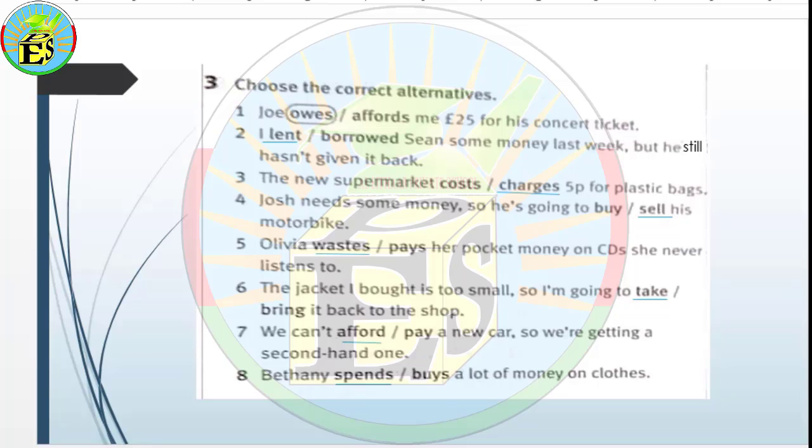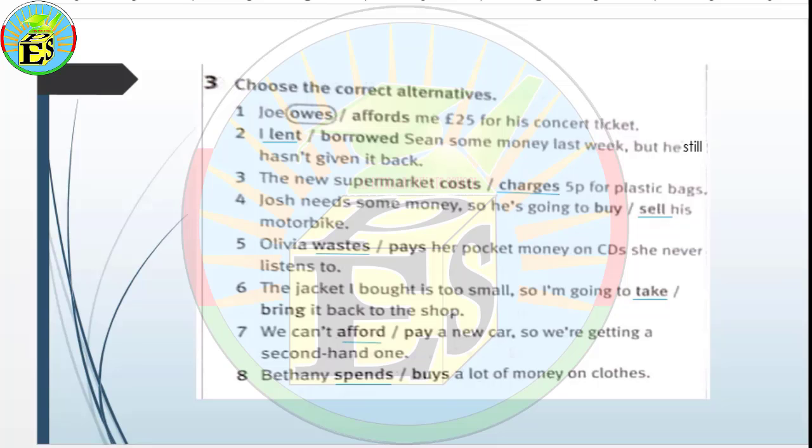Number 2. I lent Sean some money last week, but he still hasn't given it back. Number 3. The new supermarket charges 5 pennies for plastic bags. 4. Gosh needs some money, so he's going to sell his motorbike. 5. Olivia wastes her pocket money on CDs she never listens to.